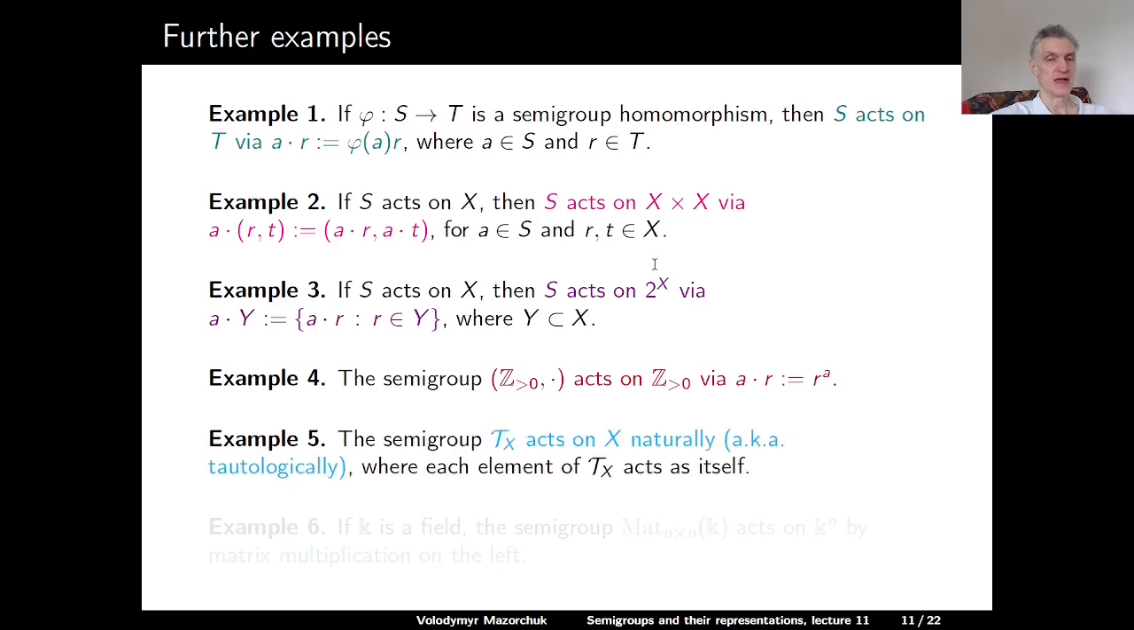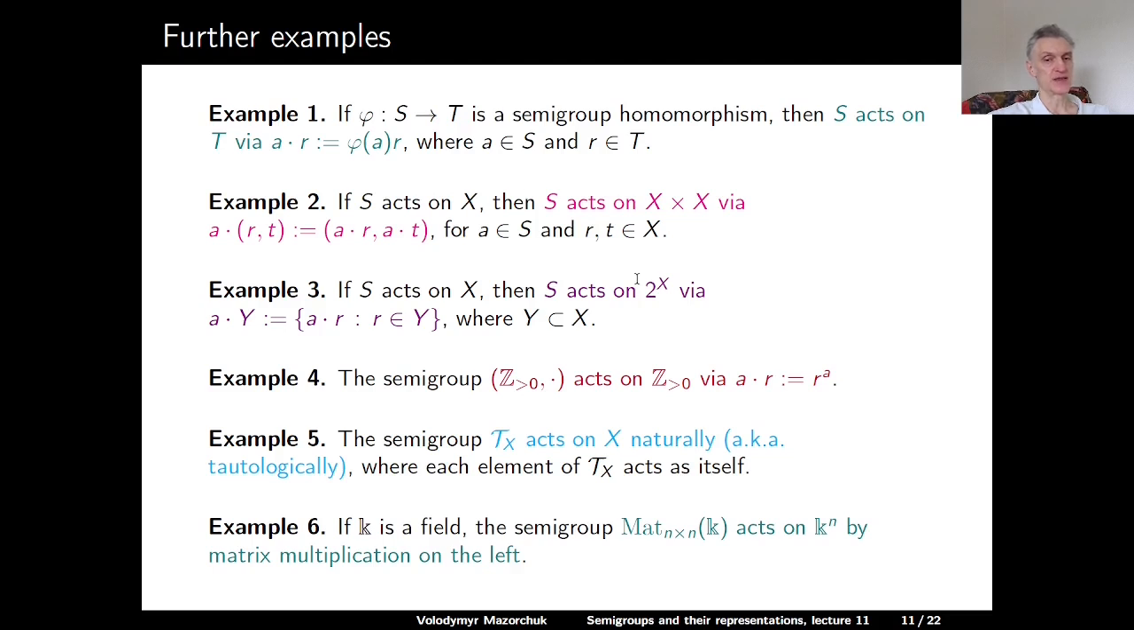Example 5. The semigroup of all transformations of a set X, T_X, acts on X naturally or tautologically, where each element of the semigroup acts on X as itself. Similarly, example 6: if K is a field, then the matrix semigroup of all n times n matrices with coefficients in K acts on K to the power n by matrix multiplication on the left.